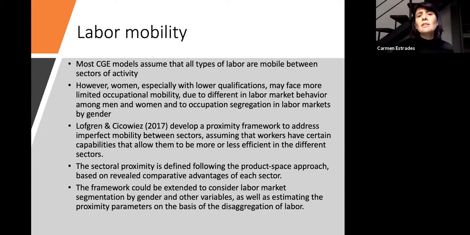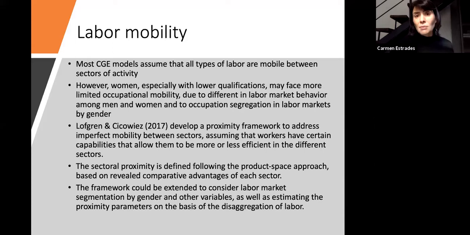For labor mobility, there is an interesting approach by Lofgren and Sikowitz, who developed a proximity framework. Usually in CGE models, and I think that's a problem in CGE models, we assume a very, very fast adjustment. So when a sector expands, it captures labor from other sectors and workers can move from one sector to another easily. Which of course is not the case.